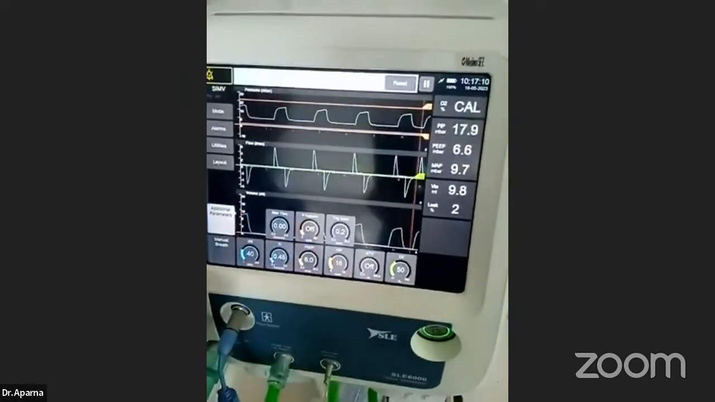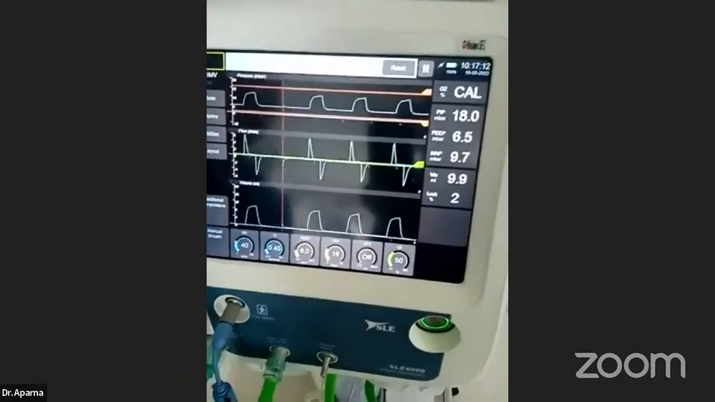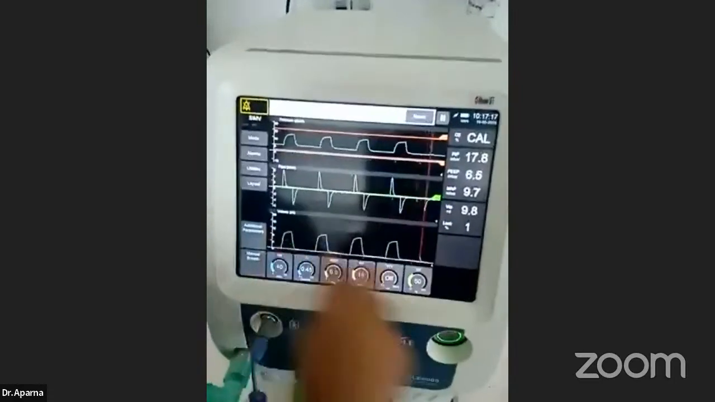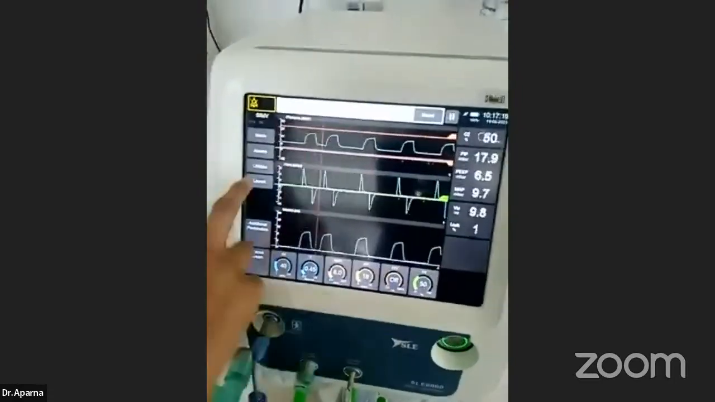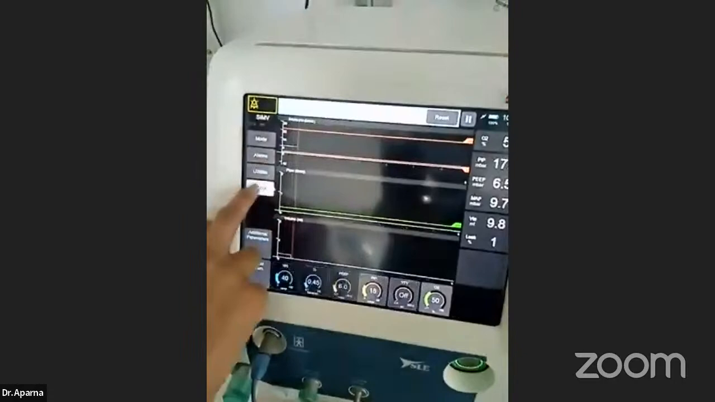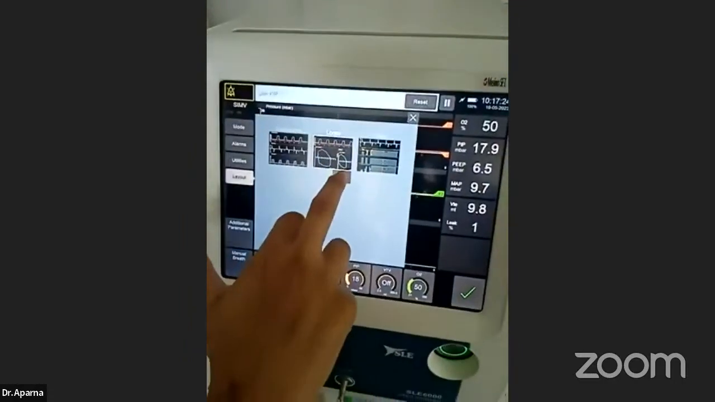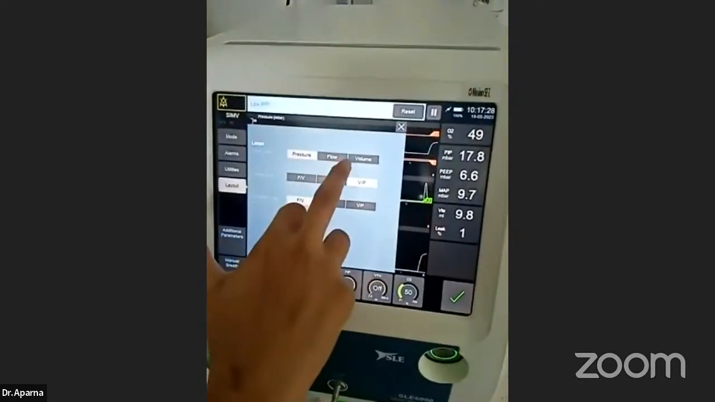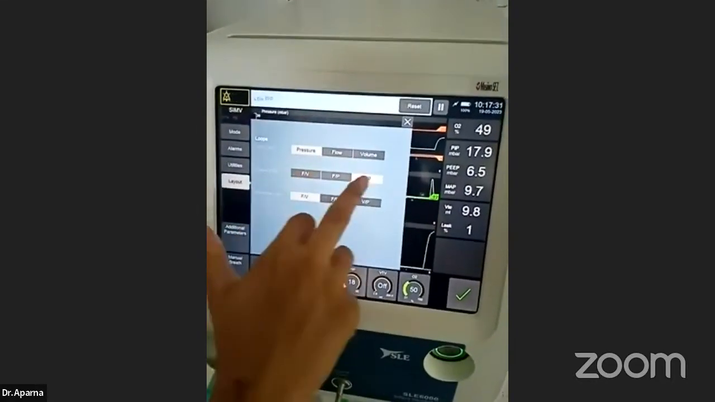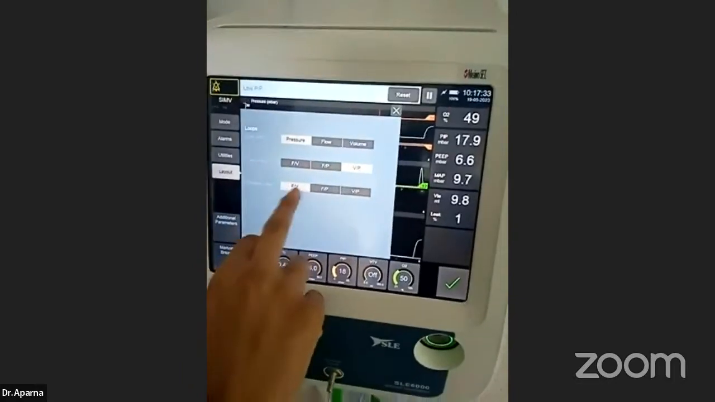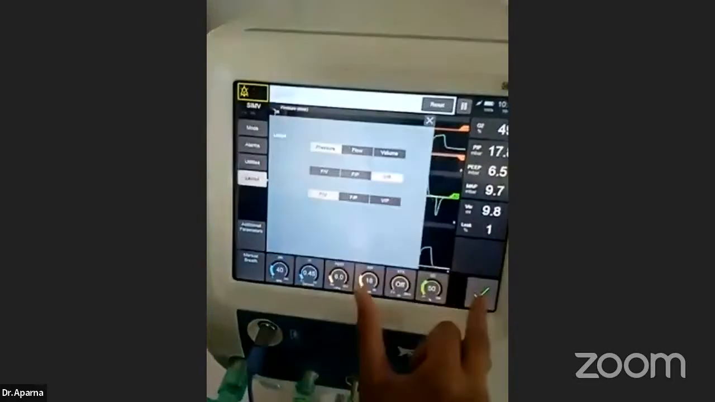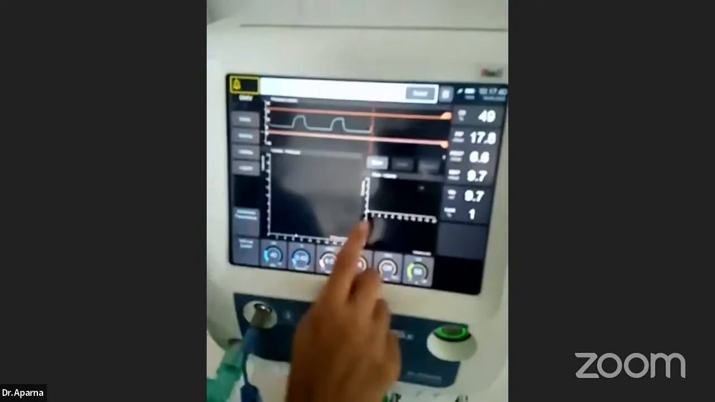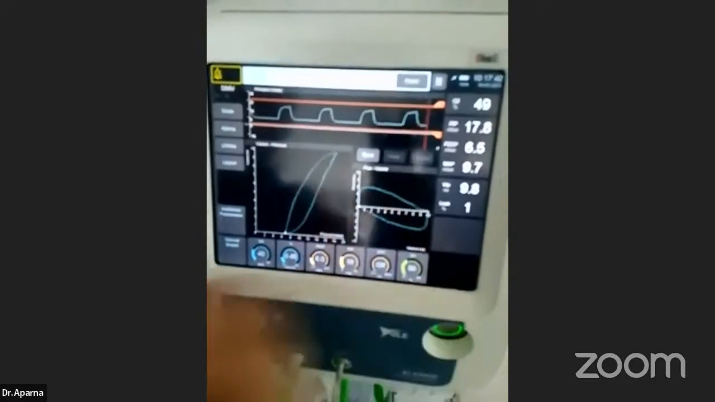So these three are the additional parameters. The regular parameters are here. We see all the pressure time, the flow time, and the volume time scalars in the front screen. The other additional parameters you can choose using the loops. If you want the pressure volume loop and the flow volume loop, you can opt for them. The ventilator will start displaying the pressure volume loop and the flow volume loop.